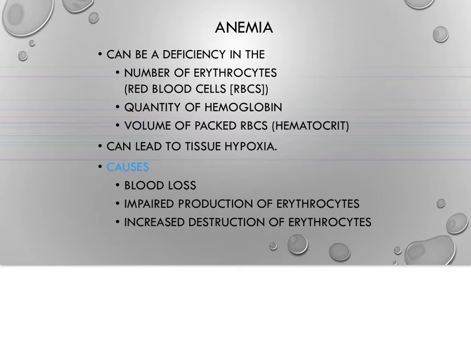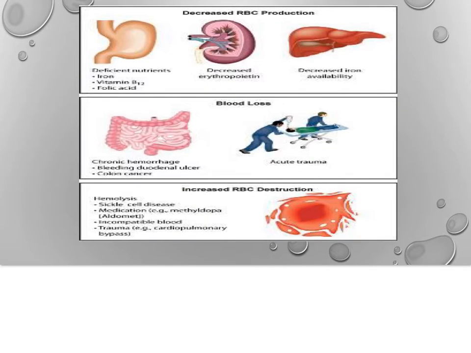Causes are numerous and diverse, but some of them can be blood loss. We have an impaired production of the erythrocytes, or we have increased destruction of the erythrocytes. This slide is listed on page 633, and it's just showing you why we have many different paths to anemia. And just remember, anemia can be mild, moderate, or severe.